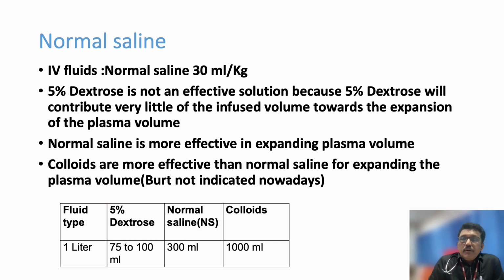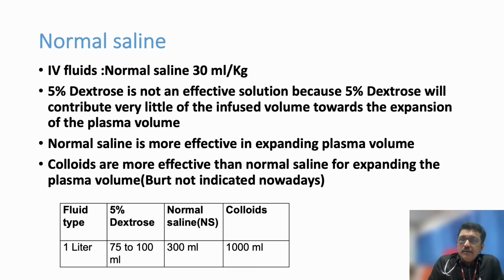But if you are giving colloids like albumin, only albumin should be used as a colloid in the emergency room. Other colloids which were used previously are not indicated nowadays because they have got adverse effects. So if you are giving 100 ml albumin, 100 ml will remain in the intravascular compartment, and another 30 ml may be drawn from the extravascular compartment to the intravascular compartment.